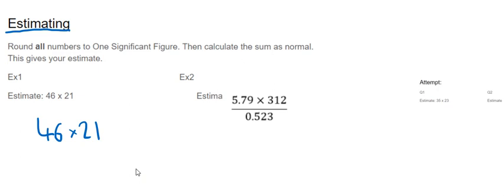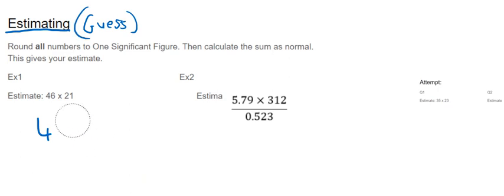So estimate almost means like a guess. You might associate the word guess with it when you're talking about estimate in English. So estimating something is kind of guessing, but in maths you have to do it in a specific way. It tells us up here that we have to round all numbers to one significant figure, and then calculate the sum as normal.